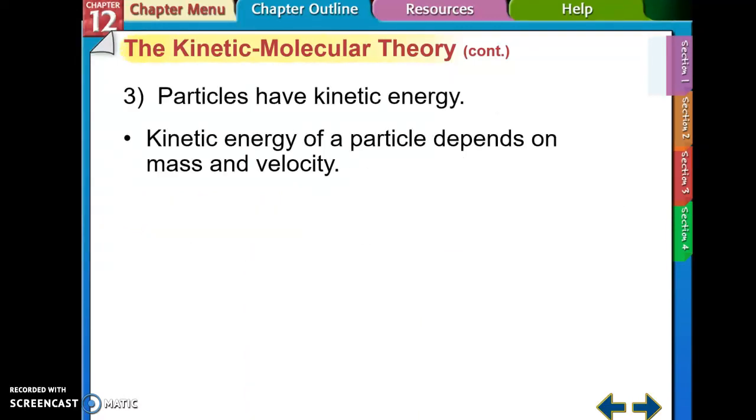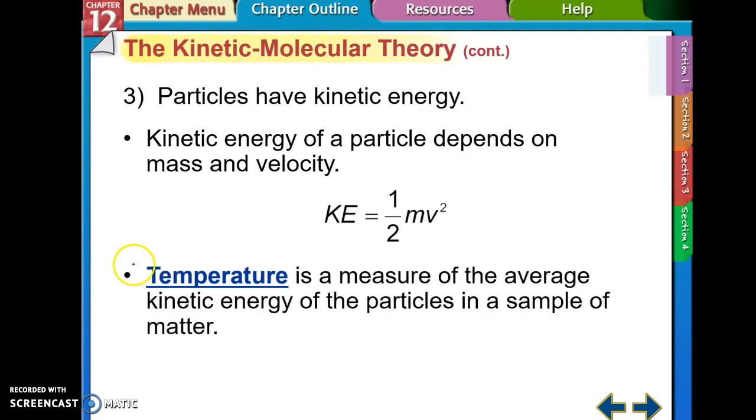And our third part of the kinetic molecular theory is that particles have kinetic energy. Well, what is kinetic energy? It's the energy of movement. So when something is moving, that's its kinetic energy. We're not going to worry about the mass times velocity squared divided by 2 to calculate kinetic energy. But one thing I want you to know is that we measure kinetic energy with temperature. So if I take the temperature of something, say I stick a thermometer in a glass of water and it registers the temperature as 21 degrees Celsius.